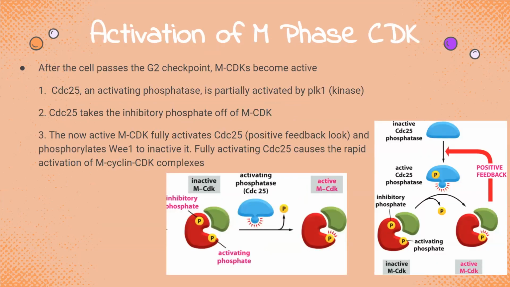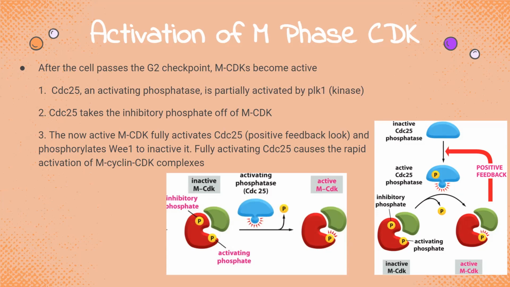Yeah. So after we pass the G2 checkpoint and we've ensured that we have enough growth, that our DNA all looks good, then we have CDC25, which is a phosphatase. Does somebody want to say what a phosphatase is? Exactly, yeah. So a phosphatase is like the opposite of a kinase. It's just going to be taking off a phosphate.